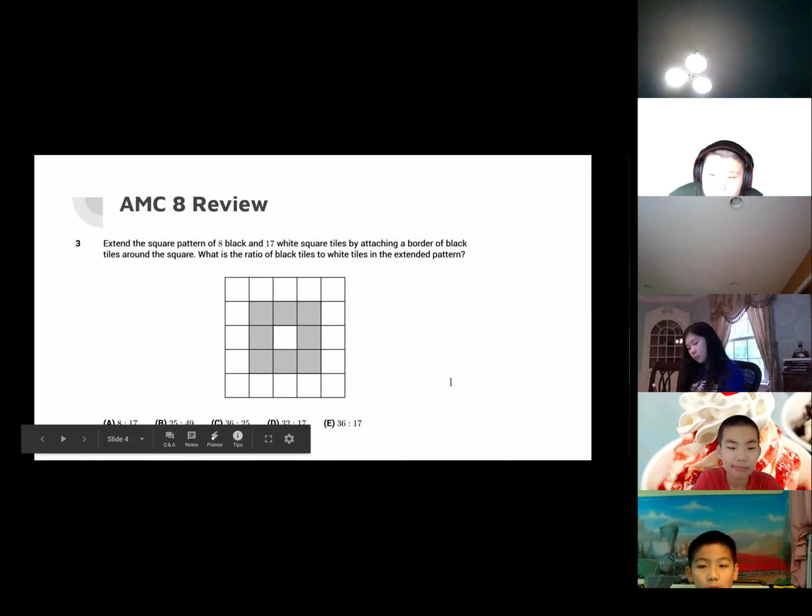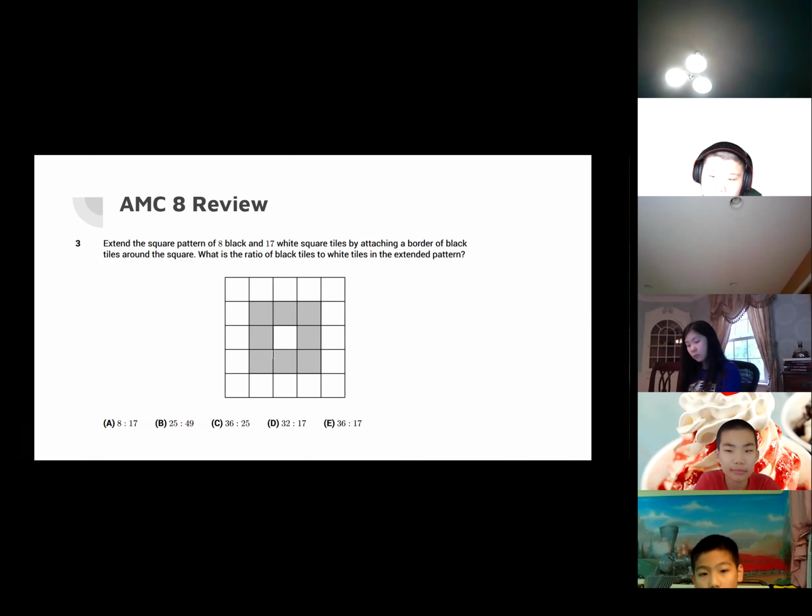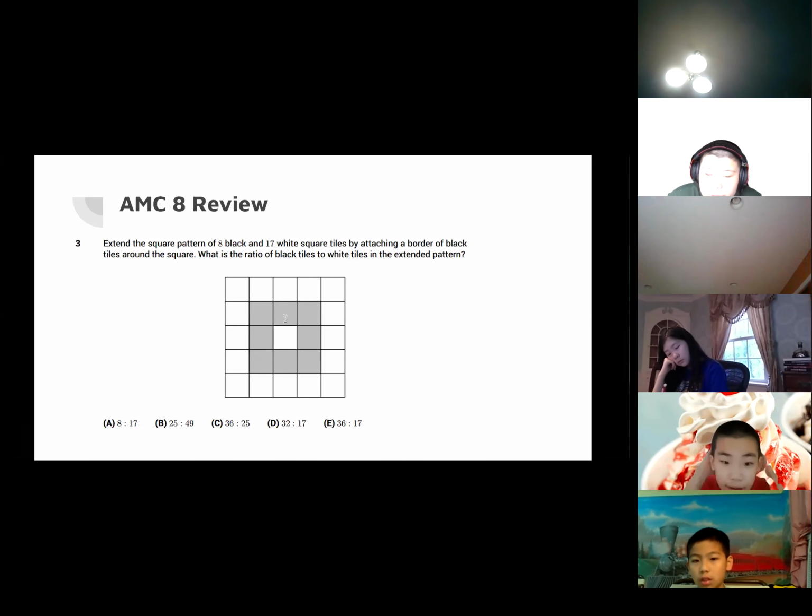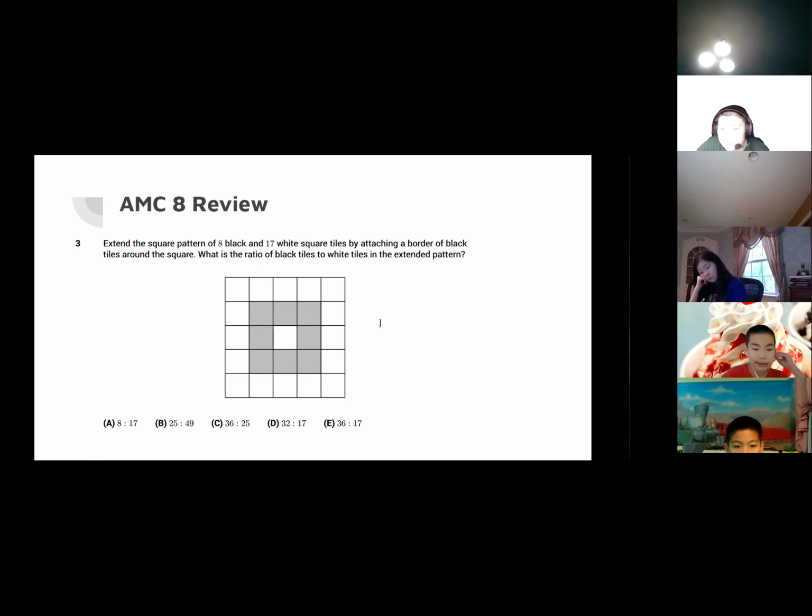For this problem, you essentially just have to be careful. If you're adding black tiles, then you're obviously not going to add any white tiles, and you already know that there are 17 of them. The total number of tiles is going to be 7 times 7 equals 49 because you're going to have a square that's 7 by 7. So if you have 49 total minus 17 white, it leaves you with 32 black. So the ratio of black tiles to white tiles would be 32 to 17.